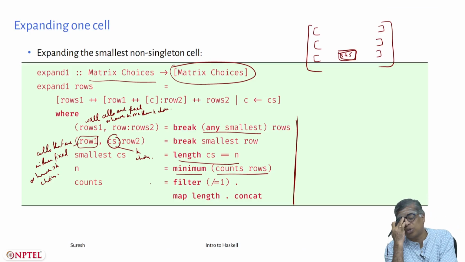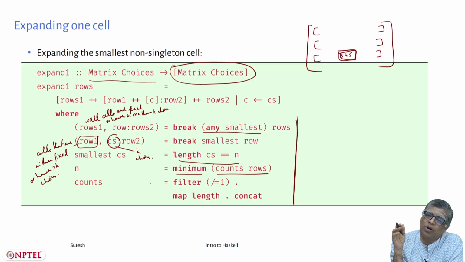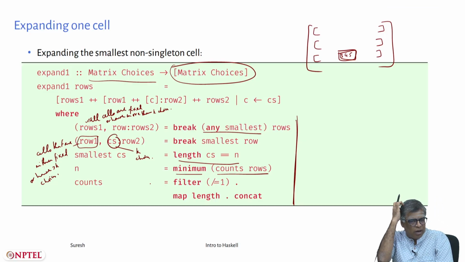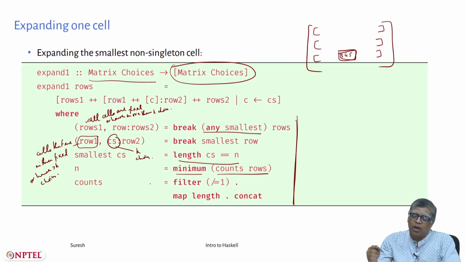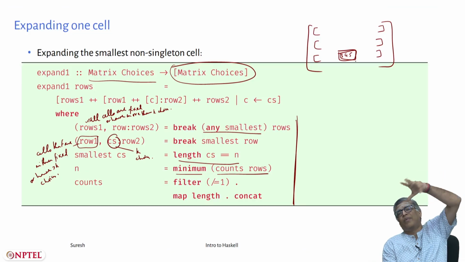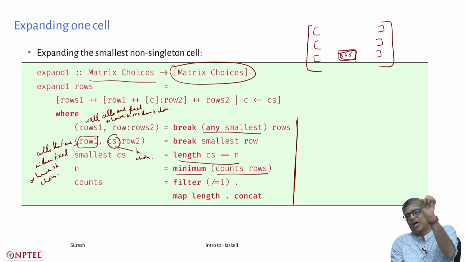Counts: you go through each row, and each row contains a list of choices. Each row is a list of choice lists. You compute the length of each of those choice lists, remove those that are 1 because those are fixed, and now find the minimum of this. That is my smallest, and based on this I can split my matrix. I can identify a particular cell which has a number of choices to be filled, 4, 5, 6, 7, 8 or whatever, but that is the minimum number across all non-fixed cells in the matrix.